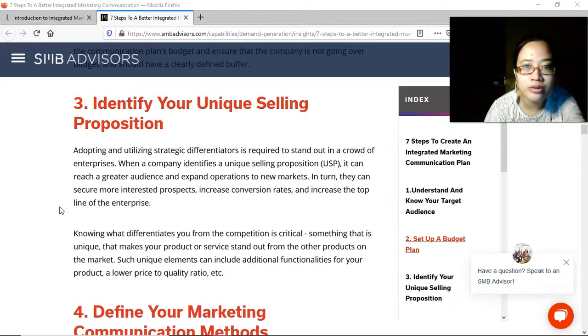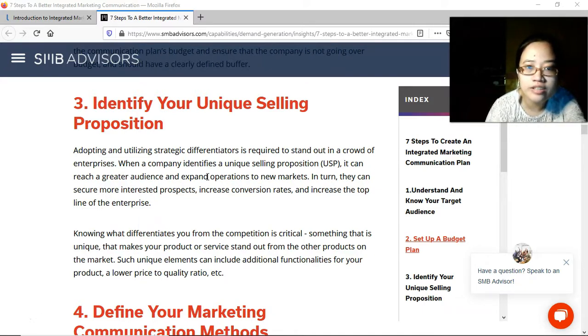Number 3, identify your unique selling proposition. Ano yung i-highlight mo with your brand, with your company, or with your product or services, okay? Adapting and utilizing strategic differentiators is required to stand out in a crowd of enterprises, especially kung marami kang competitors. What do you want to be known for?